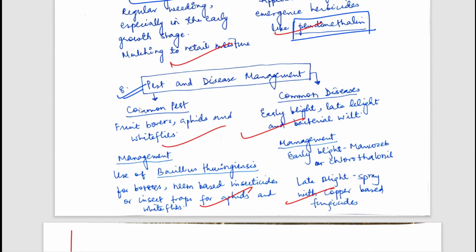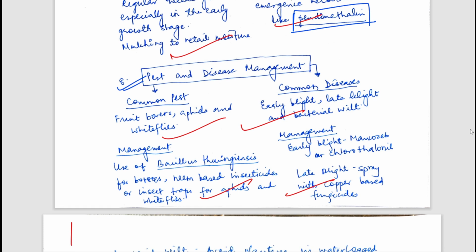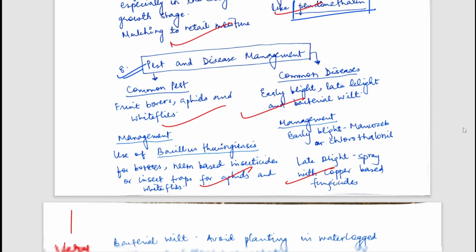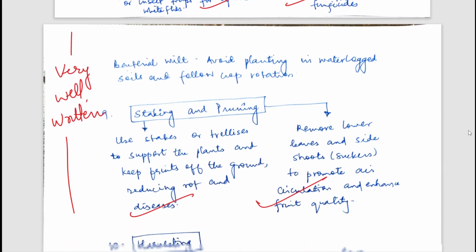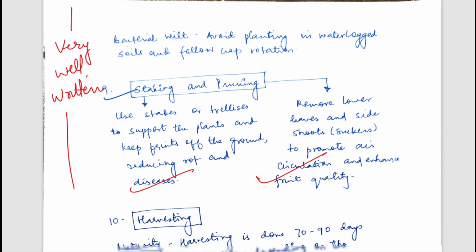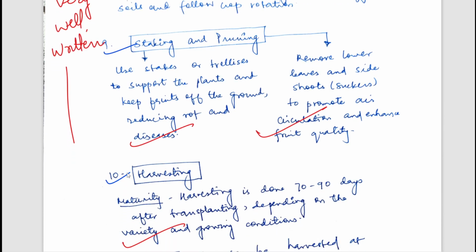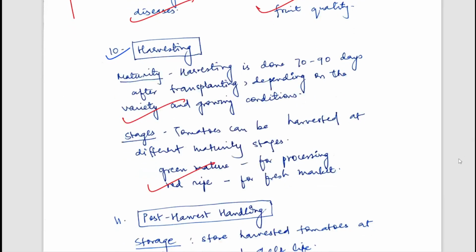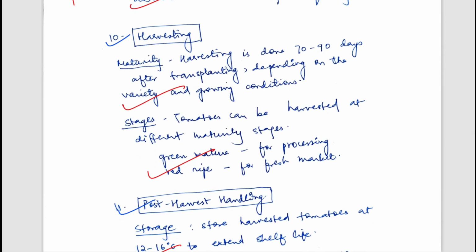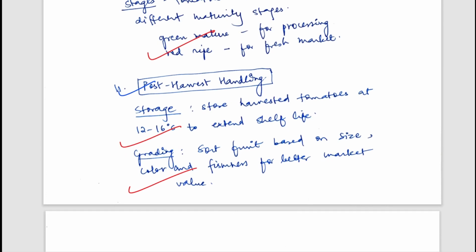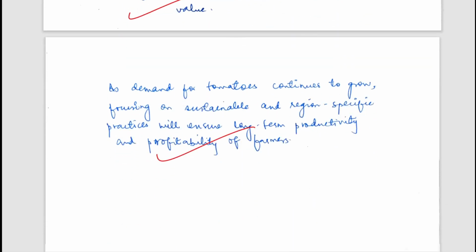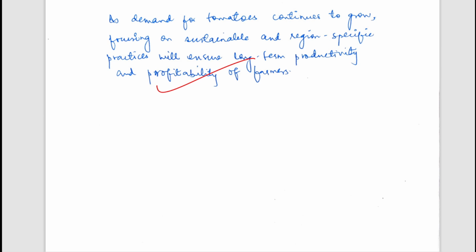Pest and disease management: some common pests of all the crops should be remembered, and some common diseases should be remembered. That will be very helpful. Staking and pruning have been mentioned, harvesting has been mentioned. You can simply pause and read the points if you want to. So overall a well written answer. Post harvest management is mentioned and everything has been very nicely covered. So I hope you understood the answers that were asked in day 46 and you have understood how to approach the answers. So that is all for today.